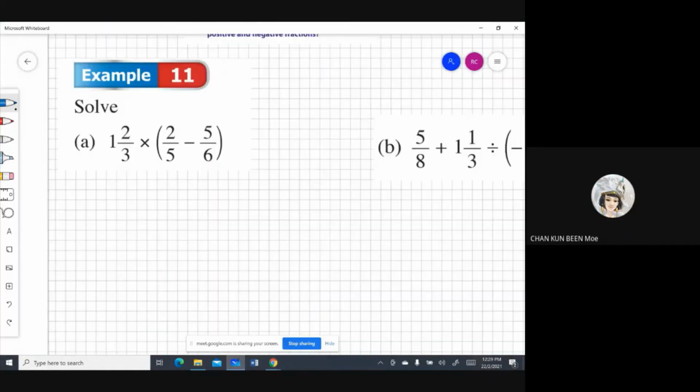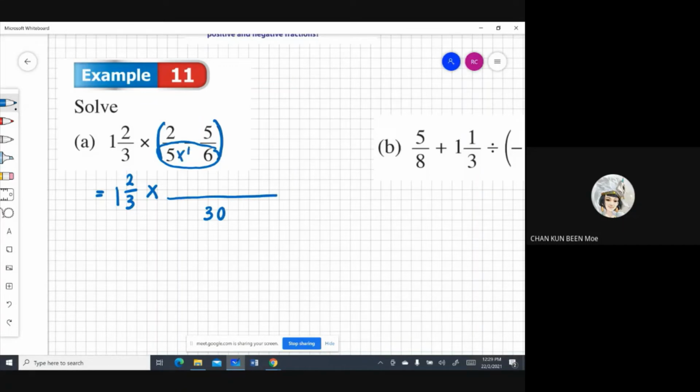Yes. Yeah, over 5 minus 5 over 6. So we must solve the one in bracket first. The rest you copy down, which means this will be 1, 2 over 3 times, okay, 2 over 5 minus 5 over 6. We cannot minus unless we change to the same denominator. Okay, so the denominator that we can change is 5 times 6, 30, right? You can use 30 for both of it.